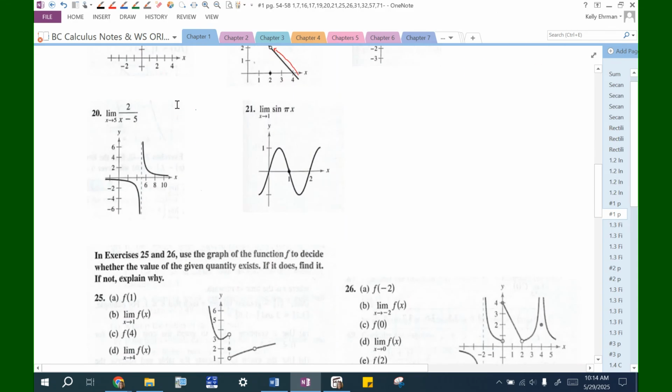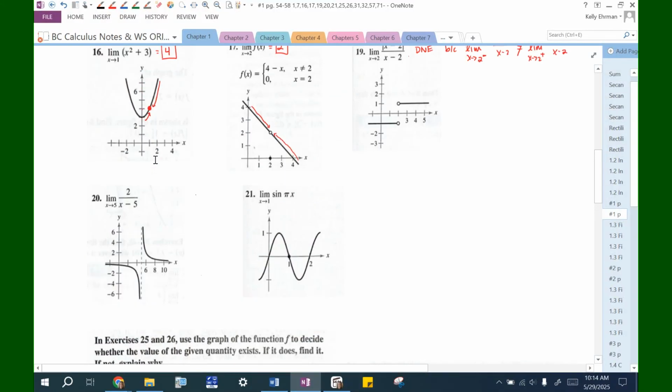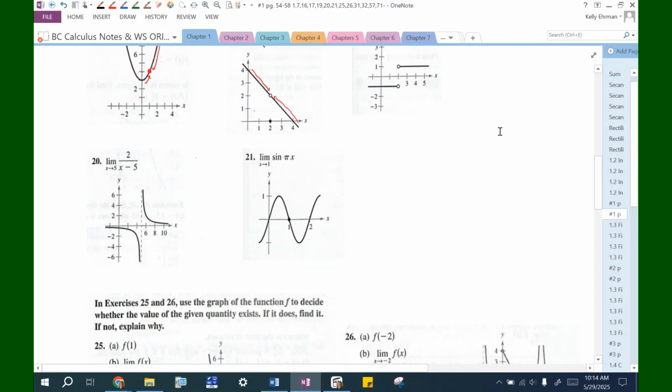The next limit is the limit as x approaches 5, which is the vertical asymptote here for 2 over x minus 5. Now, even though the graph on the left does not match the graph on the right, you can't use that as your reasoning because the limit on the left does not exist. It's going to negative infinity. And the limit on the right also does not exist. So we can't use the fact that they don't match. It would be this limit does not exist.